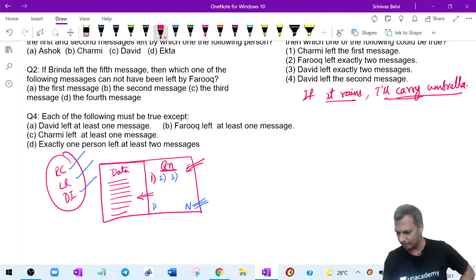What if it doesn't rain? Right? So what if it doesn't rain? A lot of things come in here. If it rains, I will carry umbrella. Look at the questions I'm asking now. So if it rains, I'll carry umbrella. Number 1, it rained.